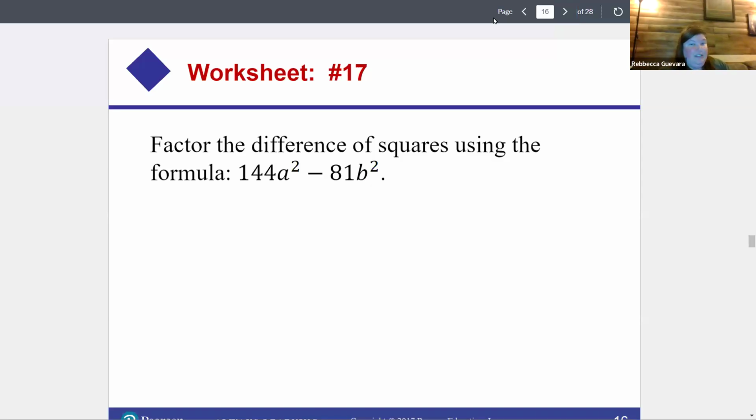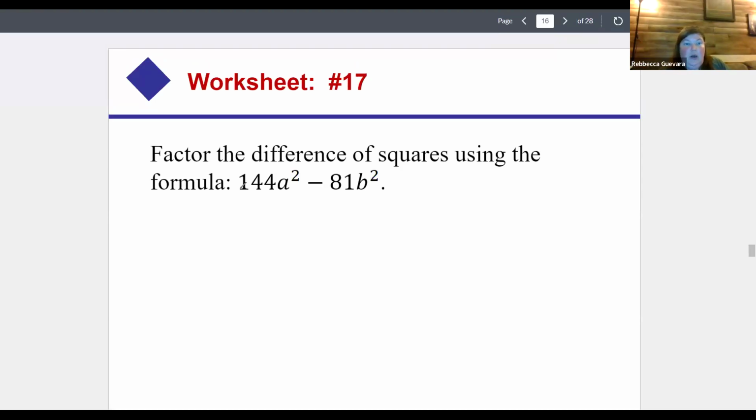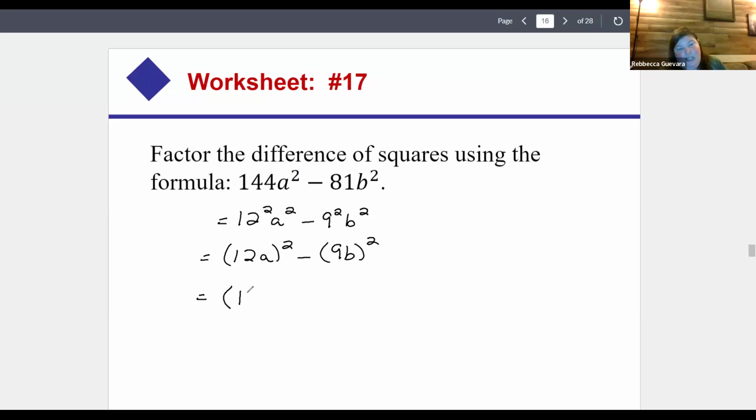In the case of 17, we have 144a squared minus 81b squared. Well, 144 is just 12 squared, and 81 is just 9 squared. When we pull out the squares, I'm going to have 12a squared minus 9b squared. So now I have a difference of squares, so I'd have my two conjugates: 12a plus 9b, and 12a minus 9b.